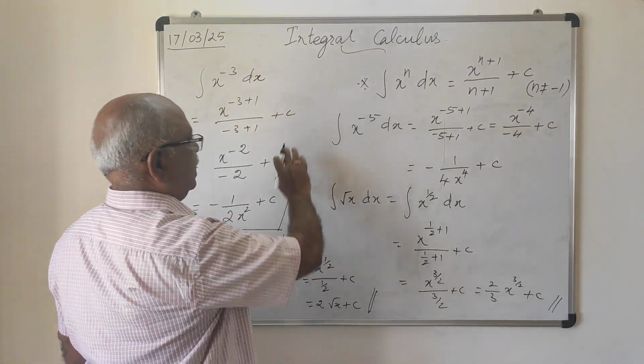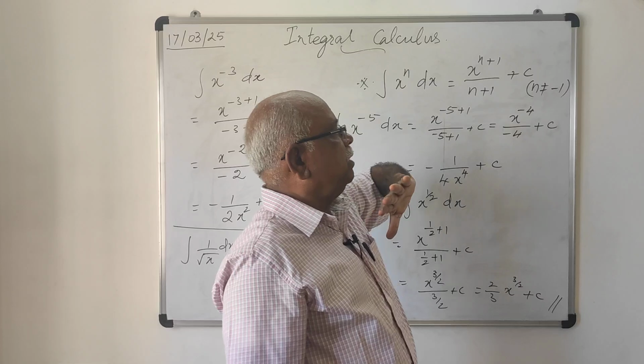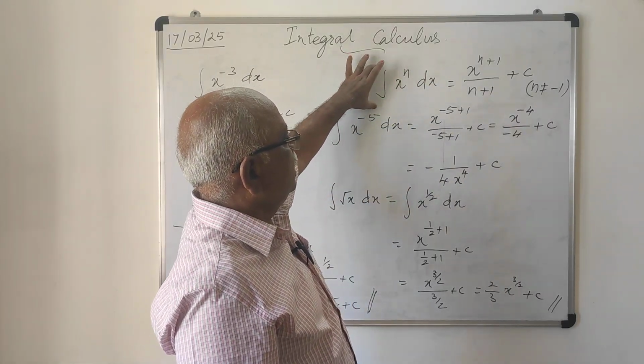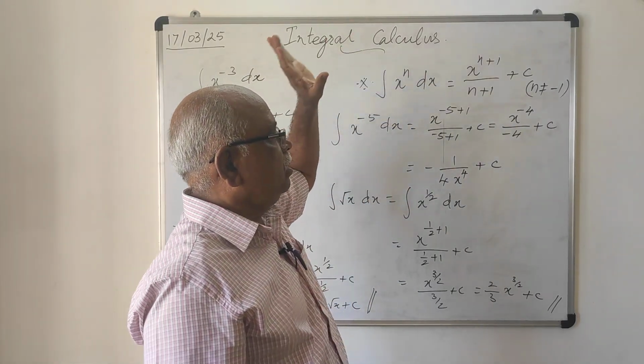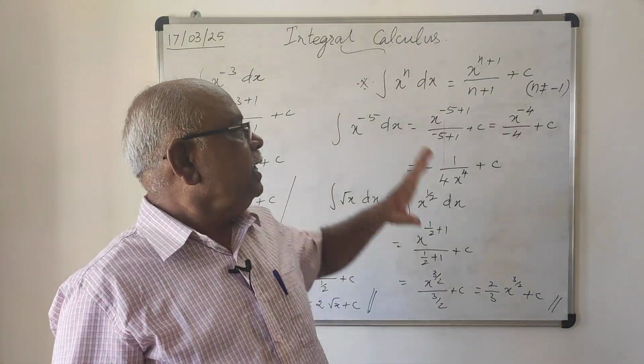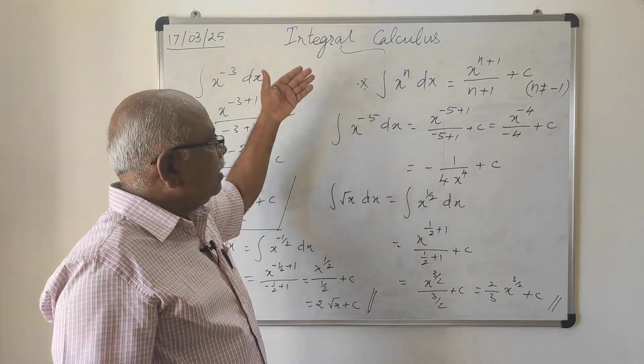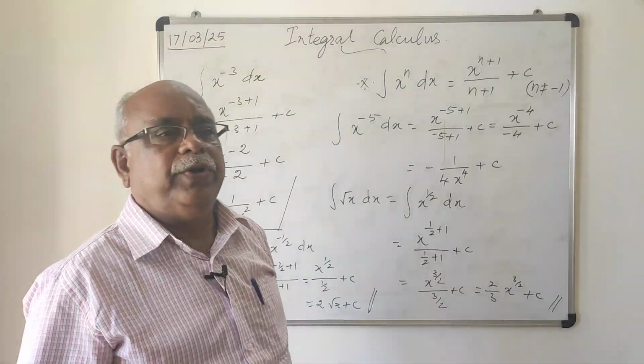That's all about the results, whether n is a negative integer, positive integer or a rational number. For all these cases, this result is to be used for solving this type of problems. Okay? And thereby I conclude my video here, and we will continue the remaining topic in the next video.